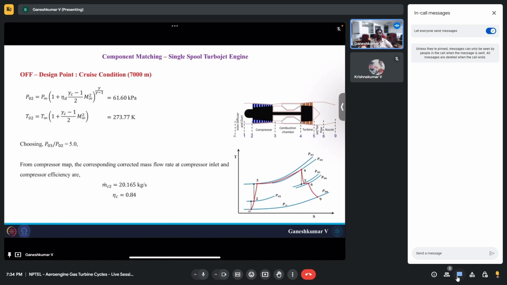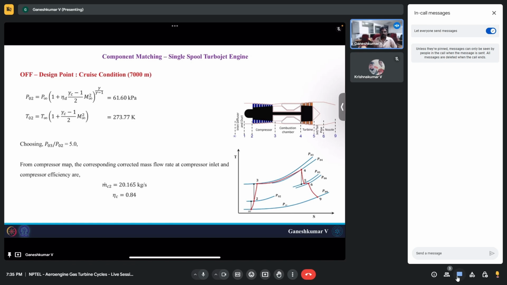It is going to provide you m dot c2 and eta c to be 20.165 kilogram per second and 84% efficiency. Okay, so this is coming from that table. So this is where you need to use that table, or if a map is given, you need to use that map to get the m dot c2 and eta c.